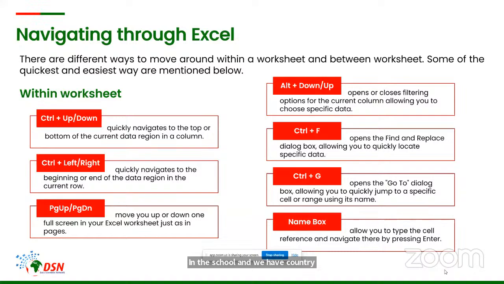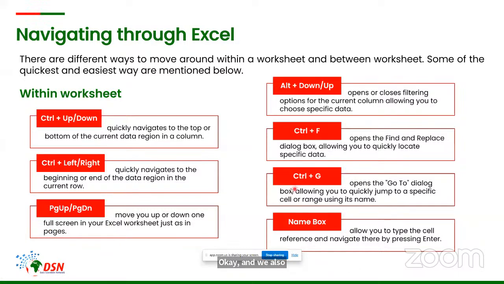Then we have Control F. This is a very good tool that allows you to find whatever you are looking for. It opens a find and replace dialog box and allows us to quickly locate specific data. So if I'm looking for all the students that have 5.0, I can just do Control F, type 5.0 in my dialog box, and then it finds them for me. So based on that, I can do some other aggregations.